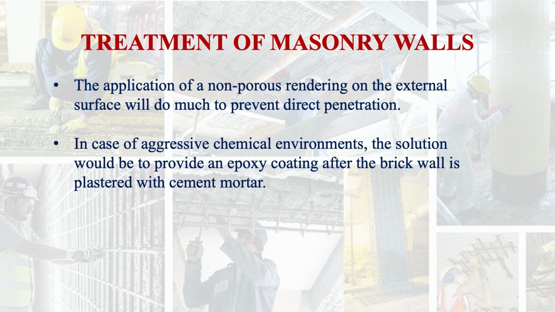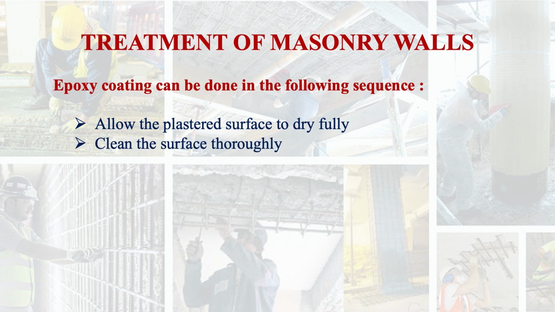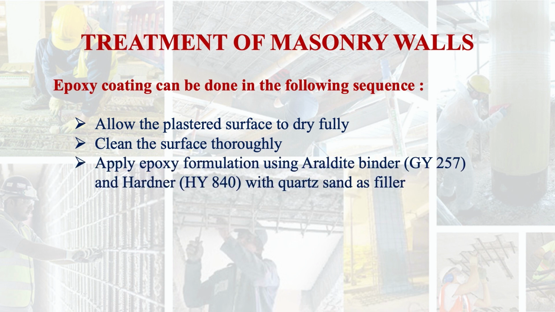In case of aggressive chemical environments, the solution would be to provide an epoxy coating after the brick wall is plastered with cement mortar. Epoxy coating can be done in the following sequence. Allow the plastered surface to dry fully, then clean the surface thoroughly, apply epoxy formulation using araldite binder, that is GY257, and hardener HY840 with quartz sand as the filler.